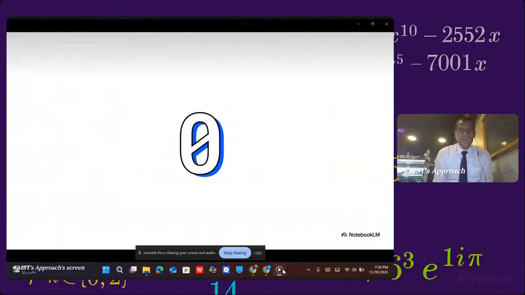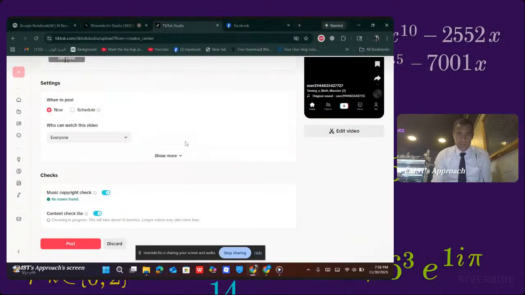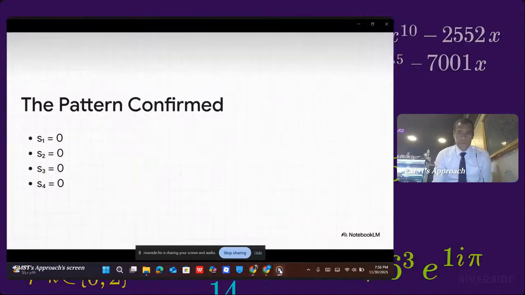Okay, well, that's interesting. But, you know, maybe it's just a coincidence, right? I mean, one number out of 12 turning up 0 could be a fluke. But of course, the process keeps going. So the big question is, what about the next few? What happens with S1, S2, S3, and S4? They are also 0. Every single one of them. And suddenly, okay, this is definitely not a coincidence anymore. This is a pattern. A really strange, really powerful pattern is starting to emerge from all that chaos.